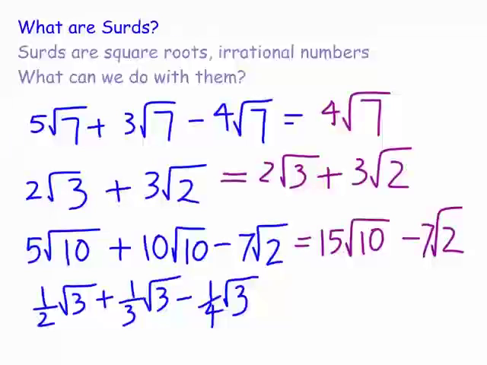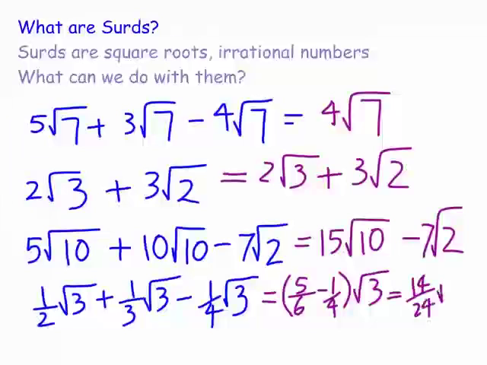Now, you can also work with fractions. You can see here we have 1 half and a third, which is 5 sixths, so it's basically 5 sixths minus a quarter, lots of root 3, which would be 20 minus 6, so 14 on 24 lots of root 3. You can see here, that's 7 on 12, so basically 7/12 of root 3.